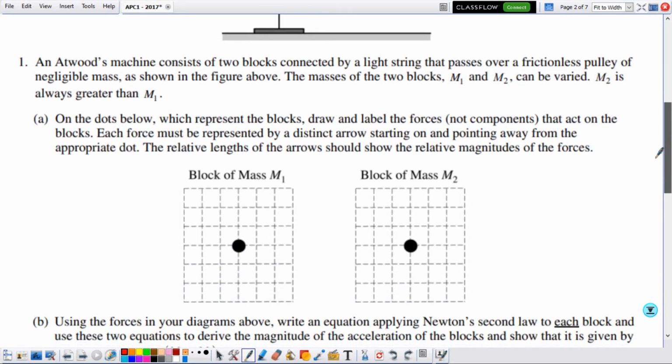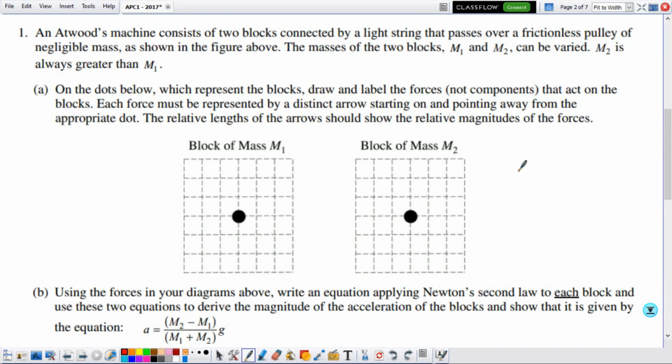Part A, on the dots below, which represent the blocks, draw and label the forces, not components, that act on the blocks. Each force must be represented by a distinct arrow starting on and pointing away from the appropriate dot. The relative lengths of the arrows should show relative magnitudes of the forces. So basically they're giving me instructions on the FBDs.